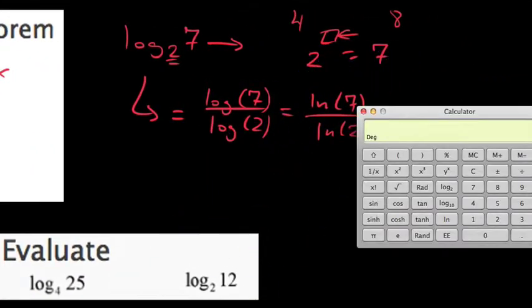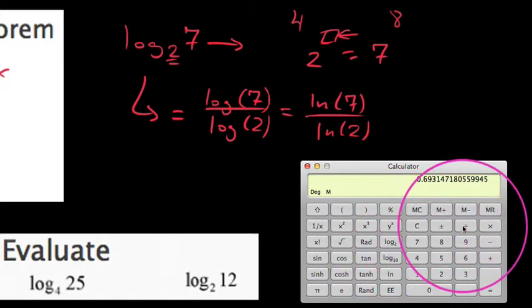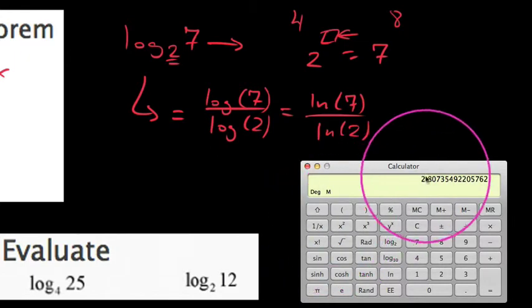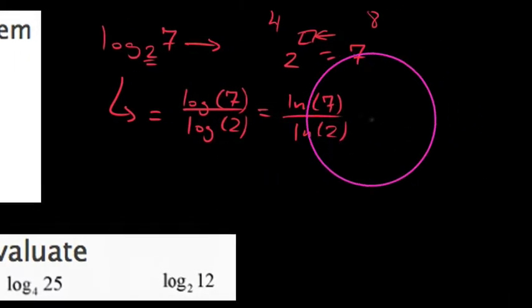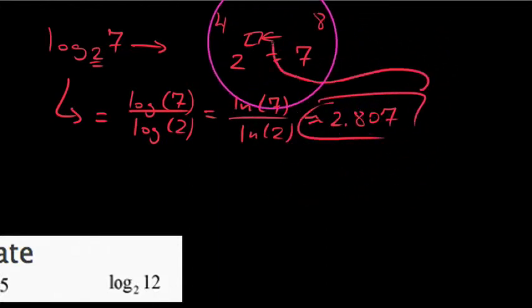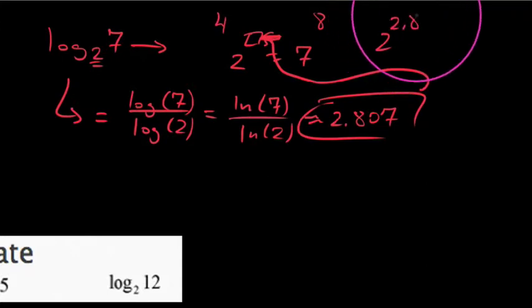Even with my calculator here, I could say 7 ln, and I want to store this number, so memory plus, and then we say 2 ln. I have to do this in a kind of backwards way: divide by the number I got first and then reciprocate that here. But basically I would have gotten 2.807-ish, approximately 2.807, which is the quantity we predicted we would get here. So 2 to the 2.807 should approximately equal 7.